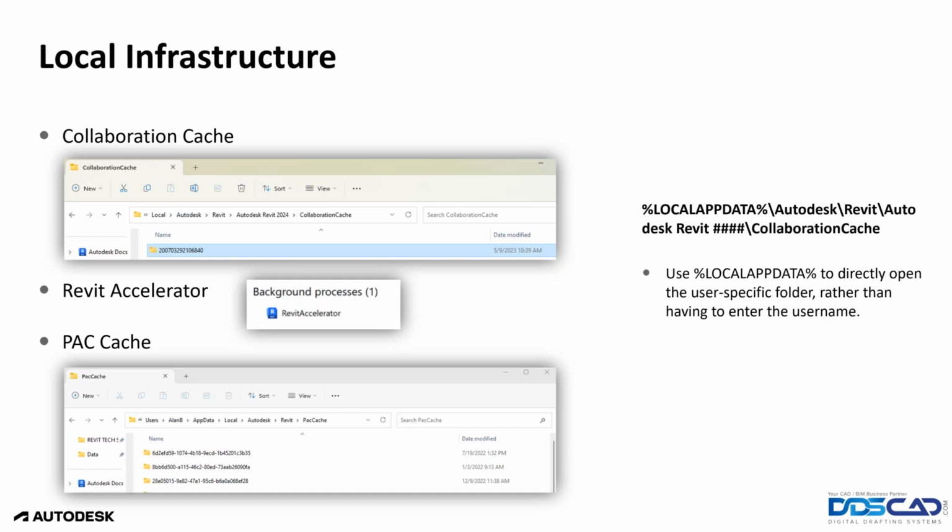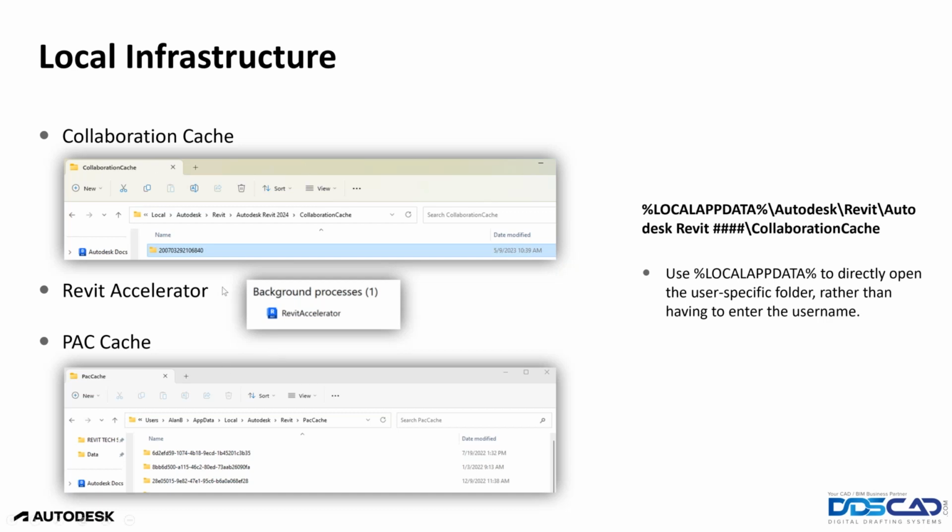The collaboration cache is where those local models are actually stored. If you look on the right side here, this is the location where you can find that collaboration cache. That's not something you typically want to mess with or get into too much. We'll talk about that a little more in a little while. But I wanted you to be aware of where that location is, because that is a question that comes up quite often for us.